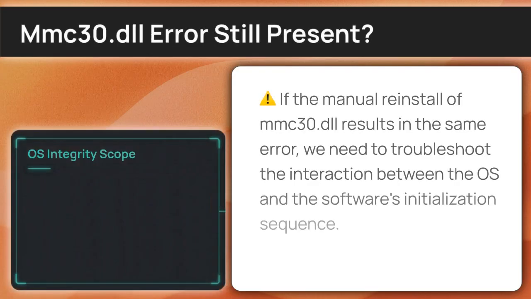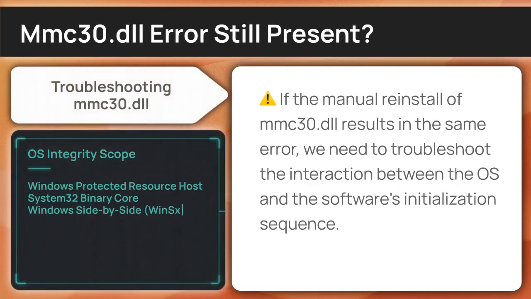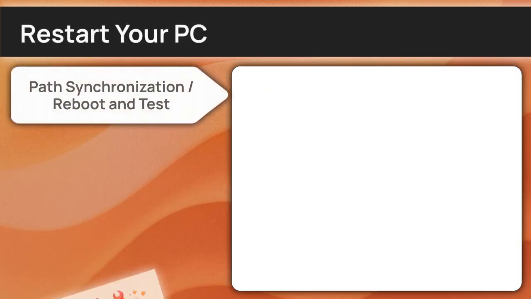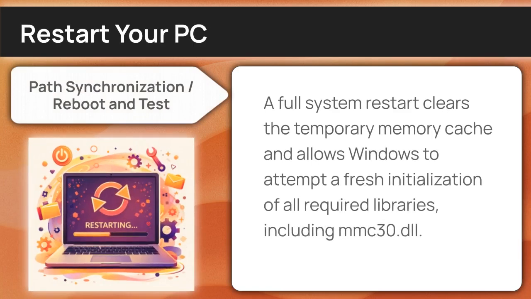When a standard software refresh isn't enough, we need to bypass the automated installers and look at manual system state resets. A standard reboot clears out temporary memory conflicts and gives the Windows loader another chance to properly register the Microsoft Management Console 3.0 component during startup.